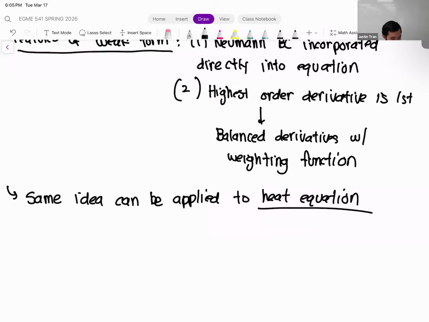So actually, one big shift that we're going to see in the second half of the class is we're going to shift away from structural mechanics, structural equations, and we're instead going to talk about the heat equation. Now, in one dimension, the heat equation mathematically is exactly the same as a structural equation.